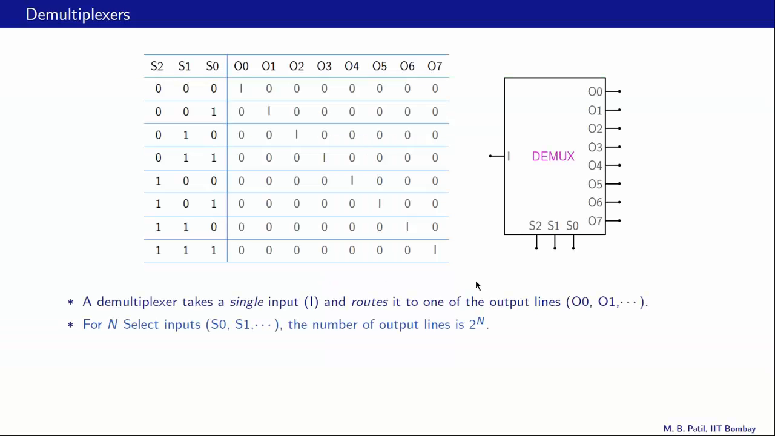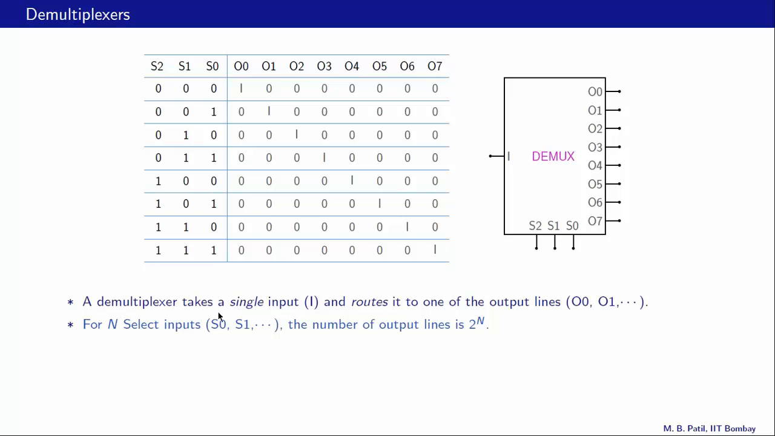Let us now look at demultiplexers, and here is an example. We have one input pin, and in this example 8 output pins, O0, O1, O2 up to O7, and 3 select inputs, S2, S1, S0. Let us see how it works.